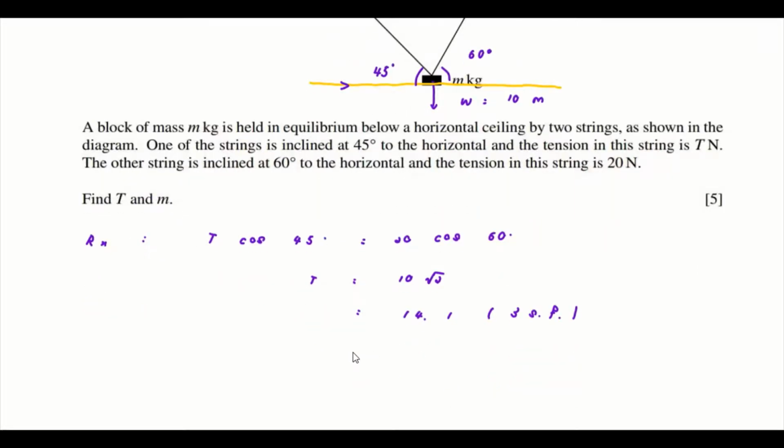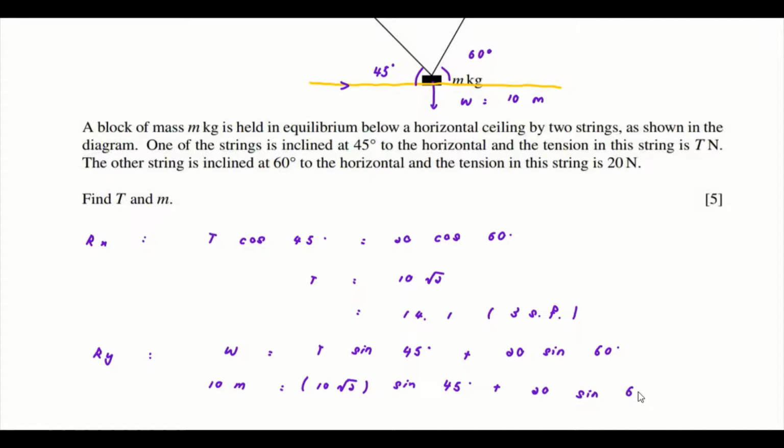Okay, so now let's move on to the vertical part. So we try to resolve it in vertical. We have the weight here. It will be equal to our tension sine 45, and then plus 20 sine 60. So let's substitute the numbers that we have. So weight equals mg, right? So the m in this question is m. Then 10 is the g. So that's why we have 10m. Then it will be equal to 10 square root 2 sine 45, and then plus 20 sine 60.